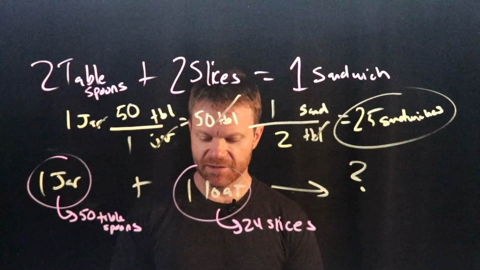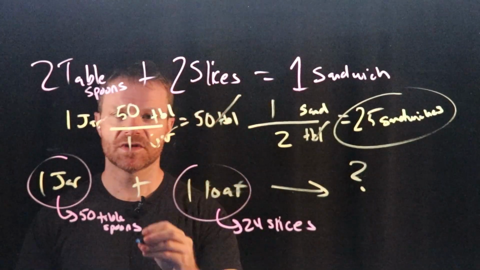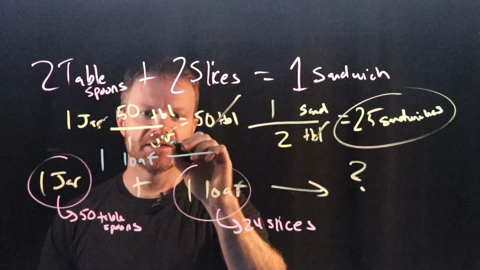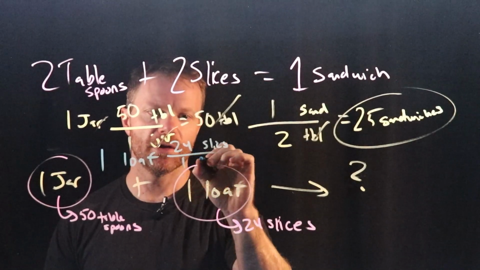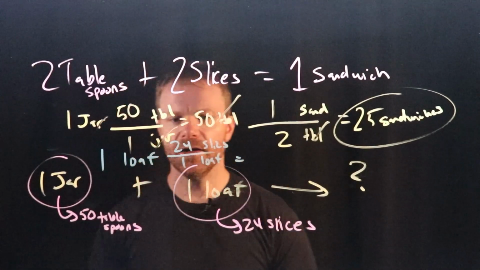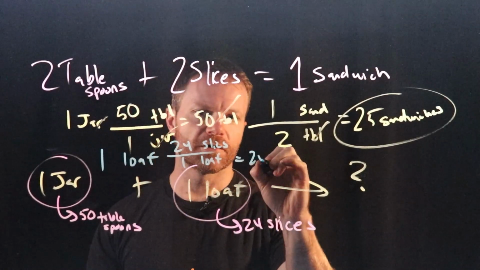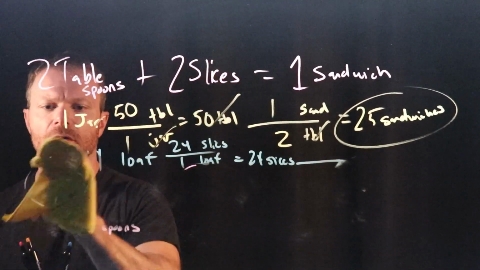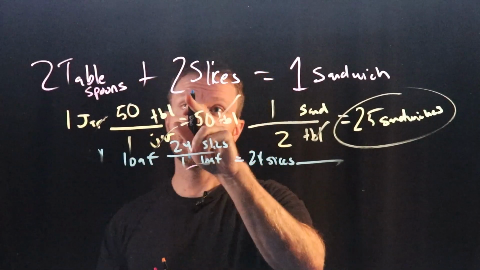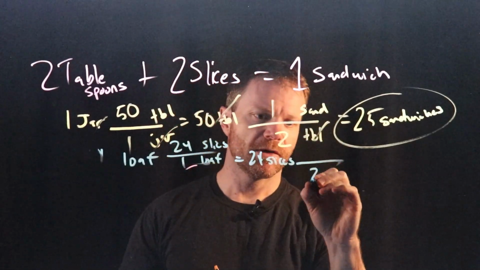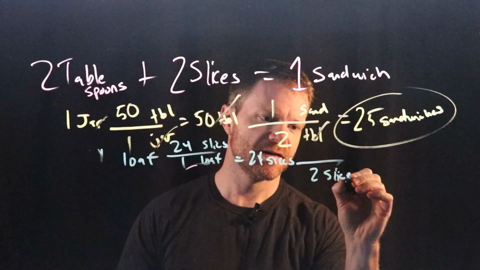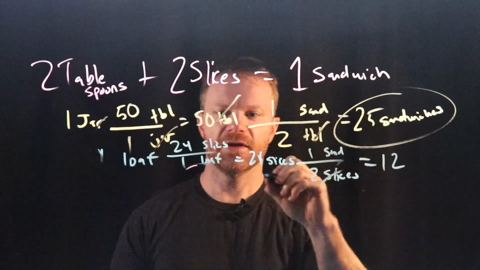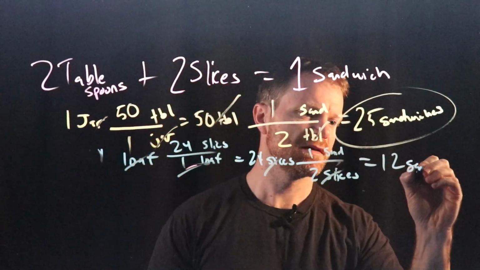Well, not so fast. Let's take a look at our bread next. So we have 1 loaf of bread. And we know that there are 24 slices to every 1 loaf. Okay. So therefore, we have 24 slices. We want to do 1 more conversion. We know that it takes 2 slices to make every 1 sandwich. So we want to get rid of slices. Let's put that on bottom. 2 slices to every 1 sandwich. And so 24 divided by 2 equals 12. Slices cancels with slices, leaving sandwiches.